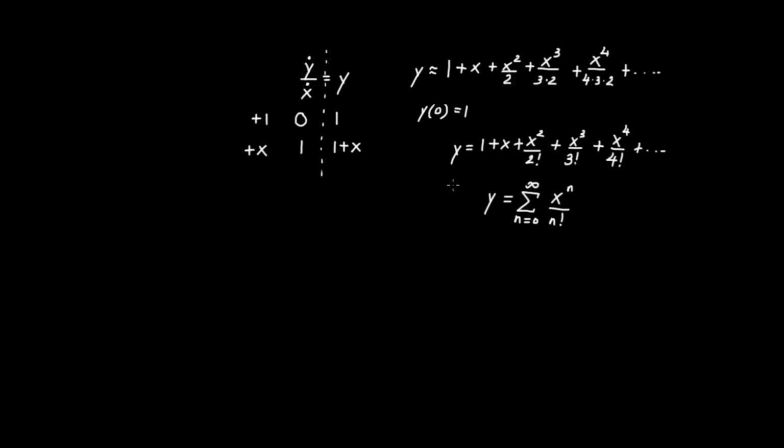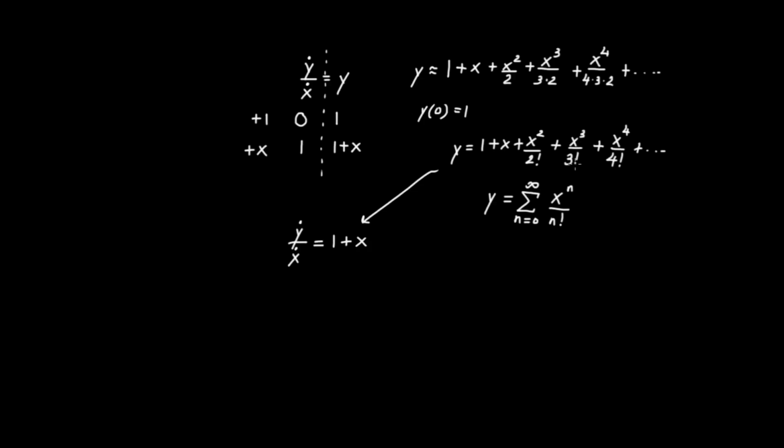Let's now verify that this y that we just found solves this differential equation. That is, that its derivative is equal to itself. So let's find that derivative. So we have y dot over x dot is going to be equal to, and we're going to take the derivative term by term, as we have been doing. The derivative of 1 is 0. The derivative of x is 1, so I have 1. The derivative of x squared over 2 factorial is going to be x.